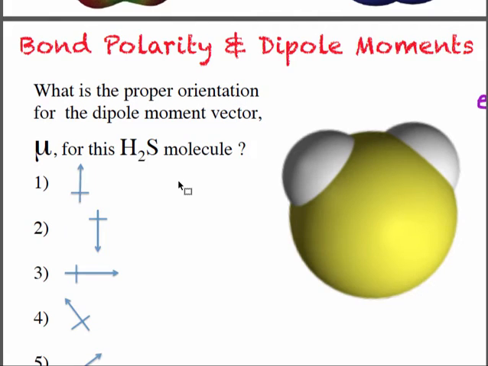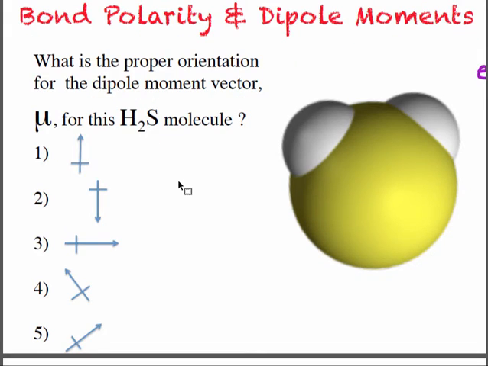If we're asking what's the proper orientation for the direction of the dipole moment, it's usually pointing from the positive to the negative. So if these are H's and this is a sulfur, sulfur is more electronegative than the hydrogens. Sulfur is very close to oxygen. So the answer is 2. We would point from the positive side to the negative side.